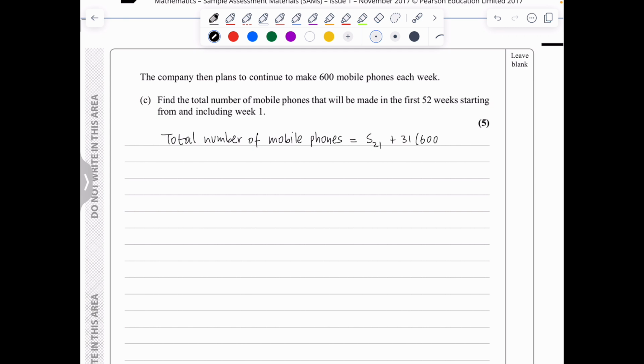Now S21 is simply n over 2 times 2a plus n minus 1 d, so 21 over 2 times 2 times 200 plus 21 minus 1 times 20, plus the 31 times 600. We plug everything into the calculator and get an answer of 27,000 mobile phones.